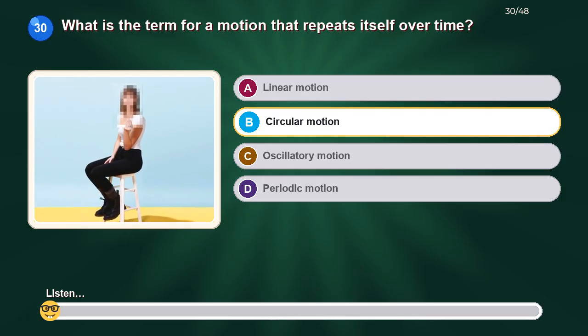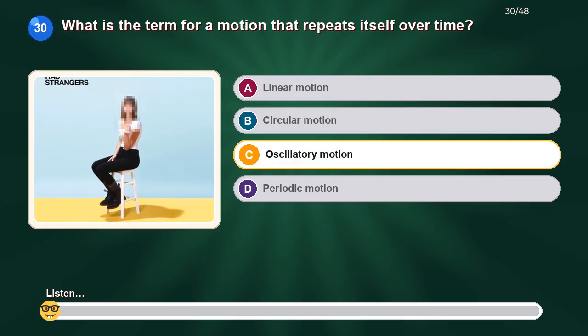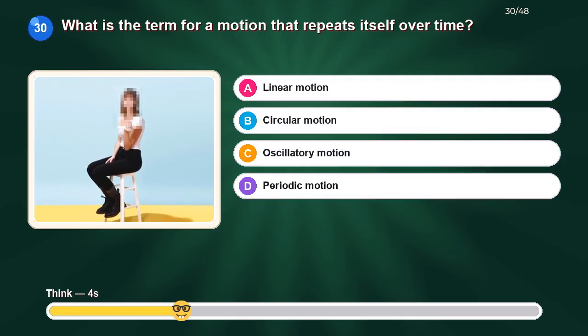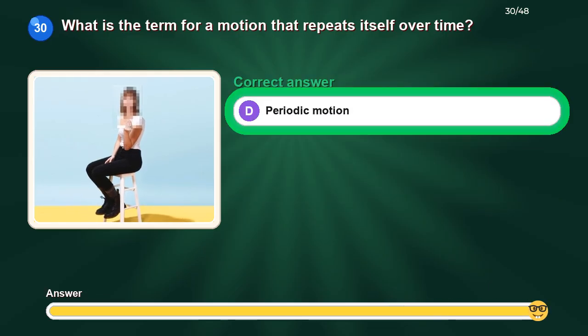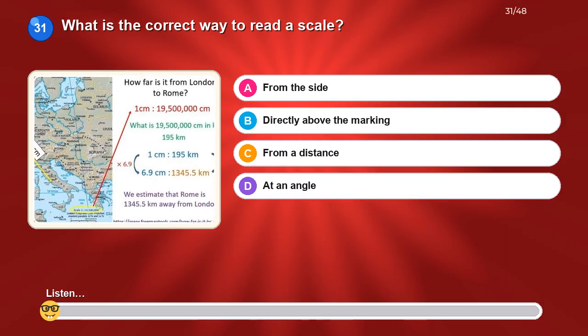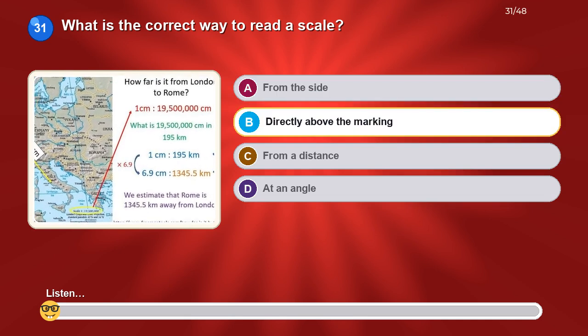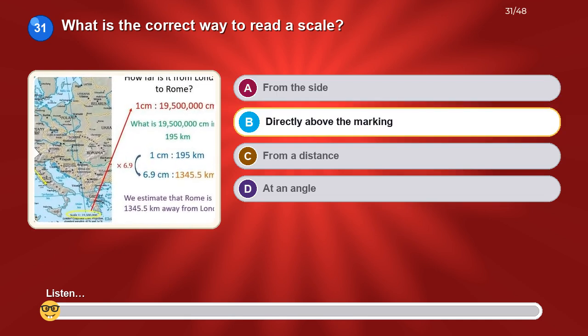Option B. Circular motion. Option C. Oscillatory motion. Option D. Periodic motion. The correct answer is periodic motion. What is the correct way to read a scale? Option A. From the side. Option B. Directly above the marking.